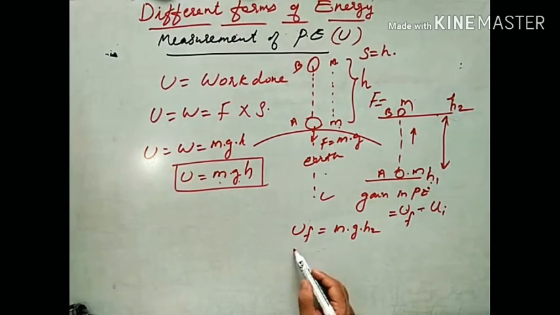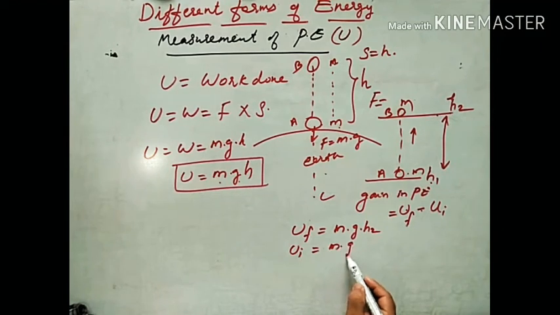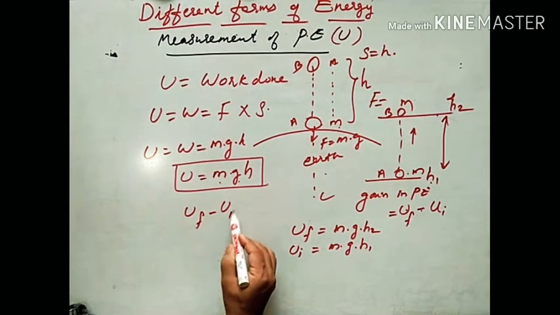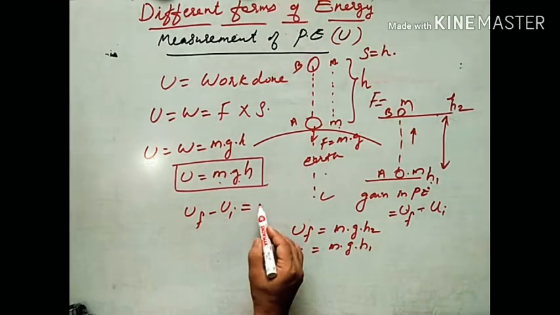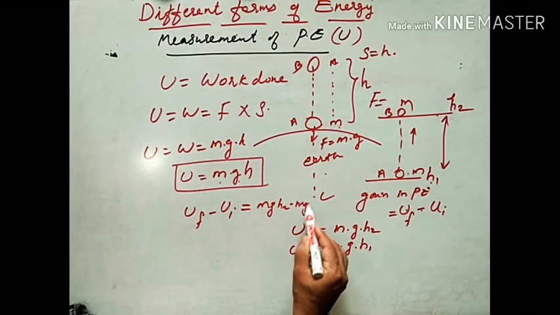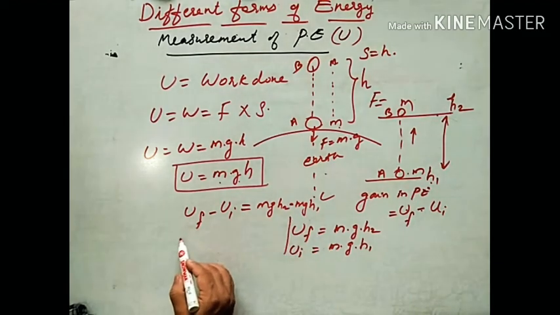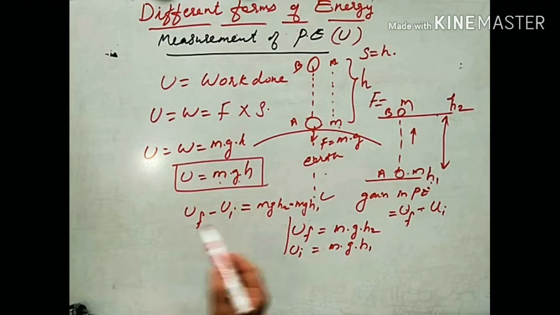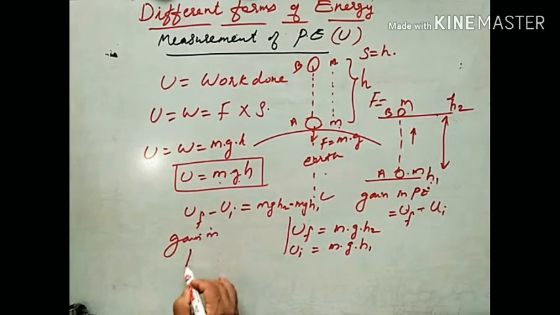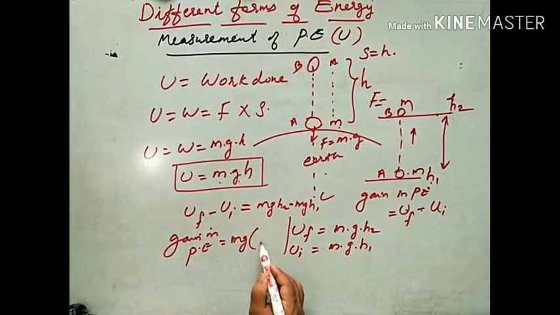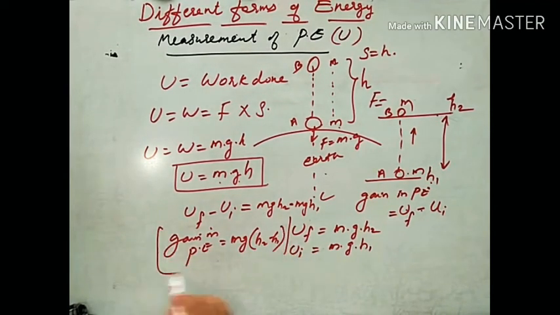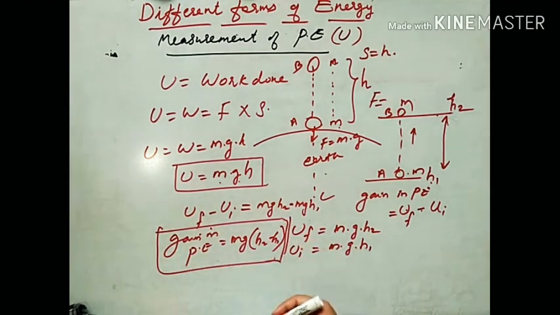Alright. So what is the initial potential energy? UI, mass remains the same, g remains the same, the height is h1. So UF minus UI, the gain in potential energy, is equal to mgh2 minus mgh1. So the gain in PE is equal to mg, common outside, h2 minus h1. Alright, so this is the gain in potential energy. Numericals are asked based on this. So gain in potential energy is equal to mg into the difference in height, h2 minus h1. Remember this formula.